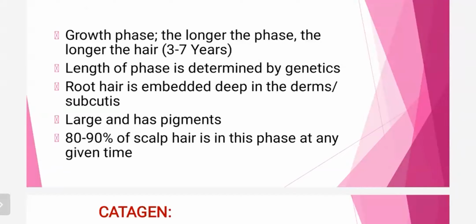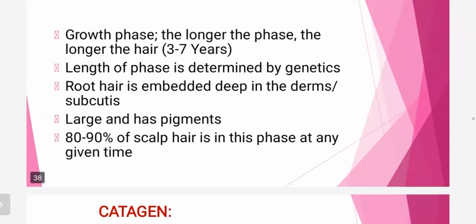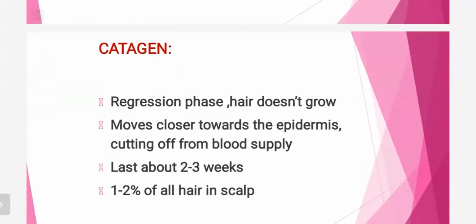So when we take the growing phase of the scalp hair at any time, 80 to 90% of the scalp hair will be in this anagen phase. The catagen phase is the next phase, the regression phase, where the growth phase is over. The hair doesn't grow and it moves closer towards the epidermis. That means the deeply embedded nature is lost and the root moves closer towards the epidermis, cut off from the blood supply. So in the catagen phase, the hair starts to be lost from the scalp. It lasts about 2 to 3 weeks, and 1 to 2% of all hair in the scalp is in the catagen phase.